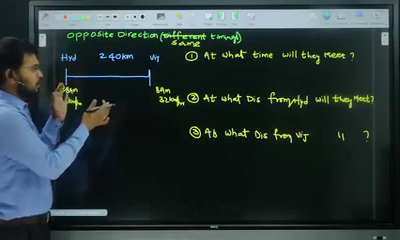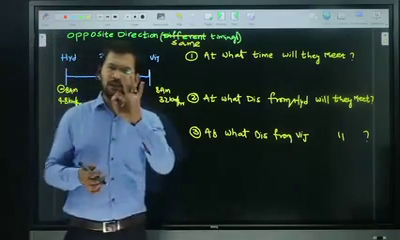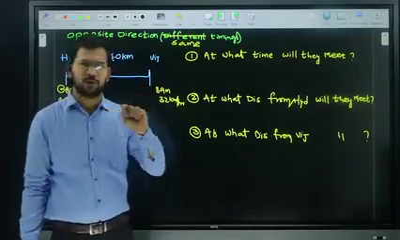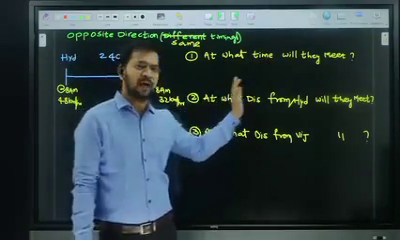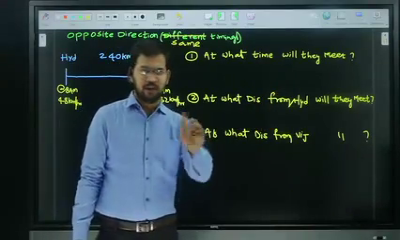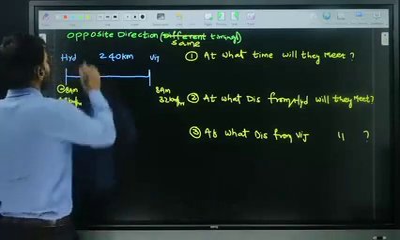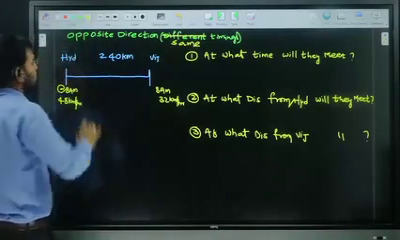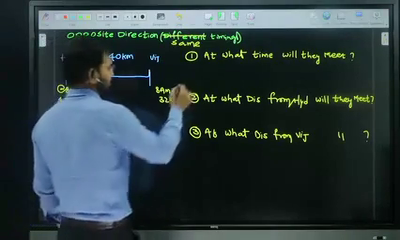Whenever they give this type of information, there are three possible questions. The first: at what time will they meet? The second: at what distance from Hyderabad will they meet? The third: at what distance from Vijayawada will they meet? All of you clear? Very good. Now the first possible question: at what time will they meet?